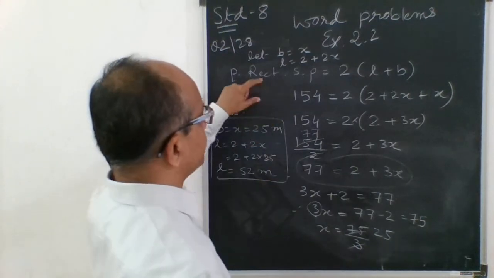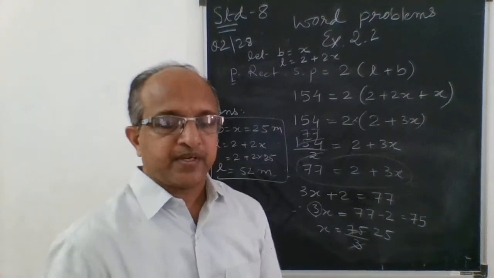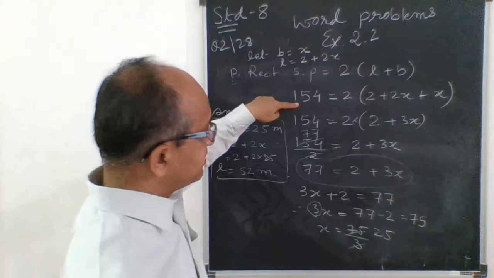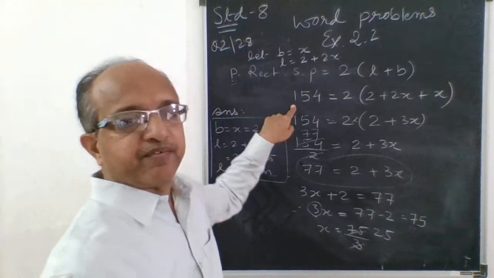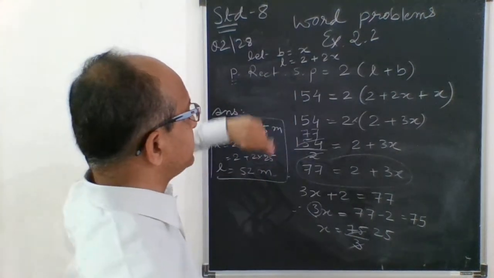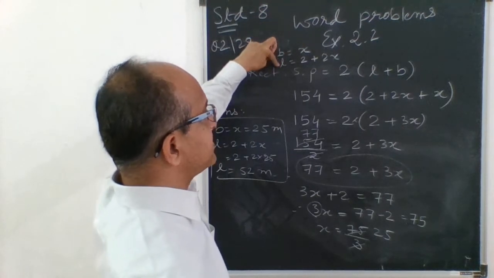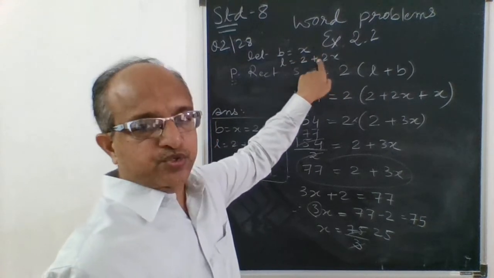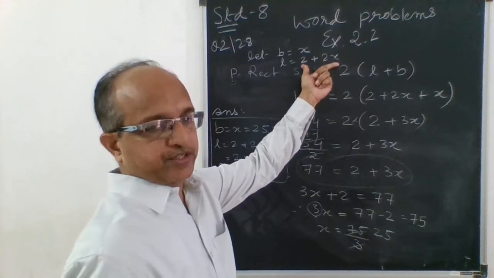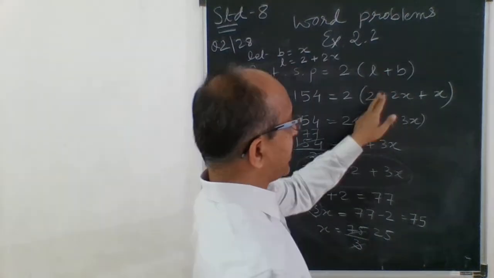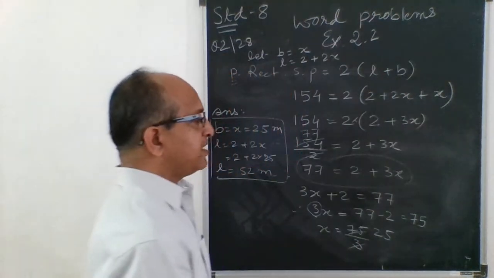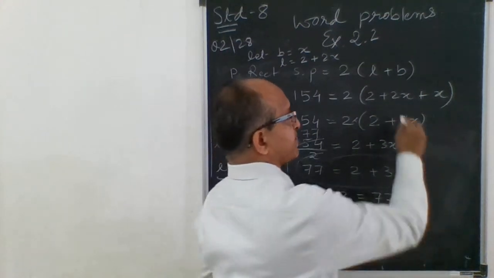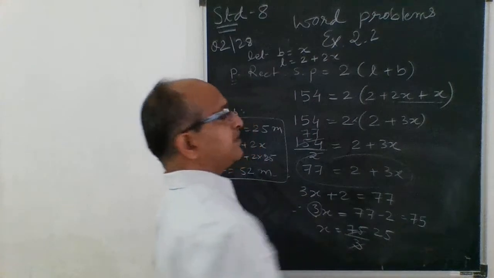Main thing is what? How to frame your equation. That is very important. See here, perimeter of rectangle, that is given 154. So below that we will write 154. And it is given that breadth is x and length is 2 more, that means plus, then twice the width. So length becomes 2 plus 2x. Then substitute the L as well as B, right, and then solve this bracket. These two are like terms, so it becomes 2 plus 3x.